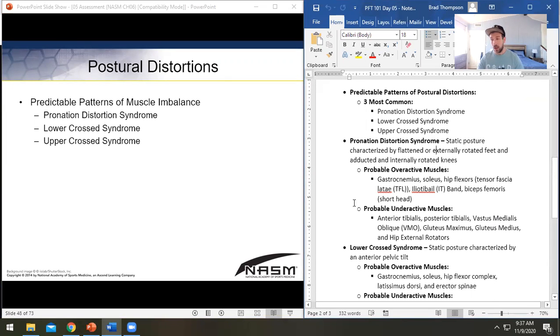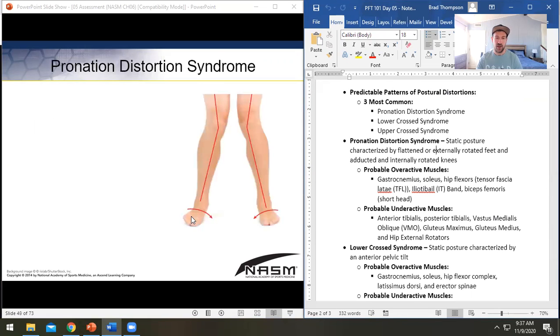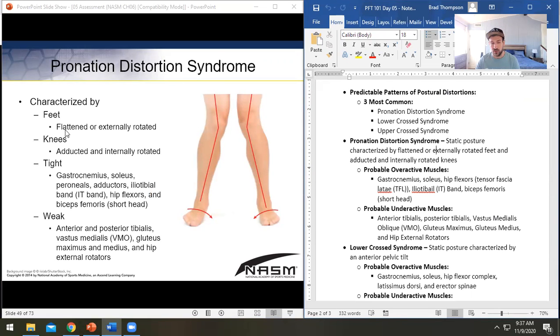So how do we spot pronation distortion syndrome? What is that? This is characterized by flattened or externally rotated feet. And you can do this yourself, by the way. If you get up right now and just stand neutral with your toes pointing forward, then just flatten your feet like this. All I want you to do is rotate here.